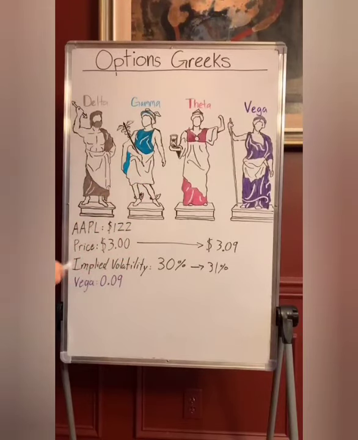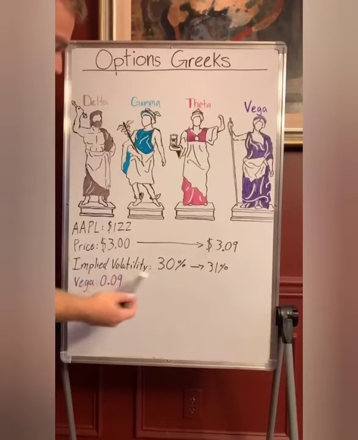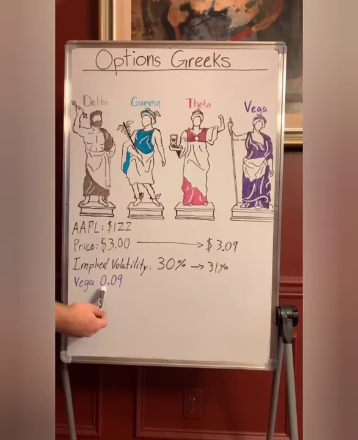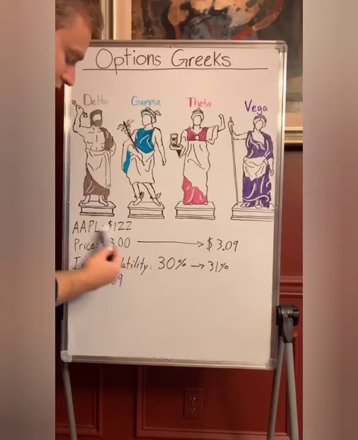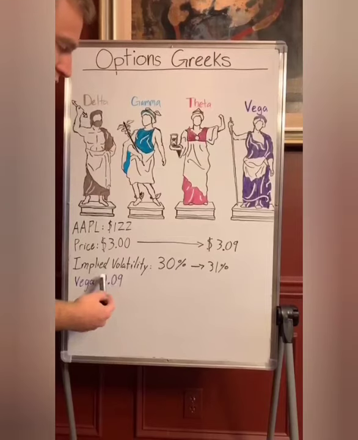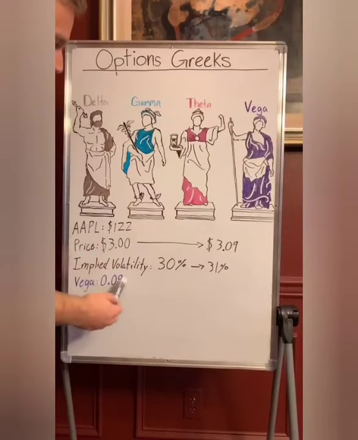So let's say that we're looking at a call option for Apple. Apple is currently priced at $122 per share. Let's say the price of the contract is $3 and the current implied volatility is 30%, and this contract has a vega of 0.09. That means that if the implied volatility goes up by 1% up to 31%, the price of the contract will go up by 0.09, which is our vega, to $3.09. Also note that if it goes down by 1%, the price of the contract would go down by 0.09 in this instance.